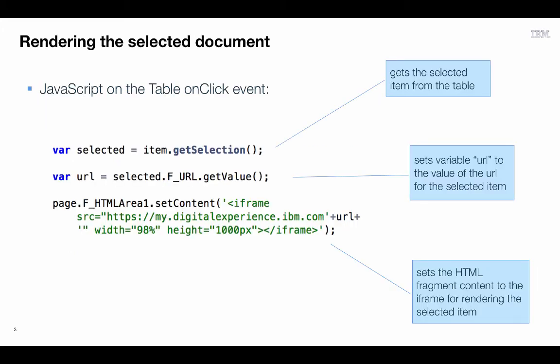The final piece of this application is some JavaScript which I've added to the table on click event. The first line gets the selected item, the item that I click on. The second item sets a variable URL to the value of the URL for the item in the table that I've selected. And then finally, I set an HTML fragment to the content required to render that document, which is an iframe tag.